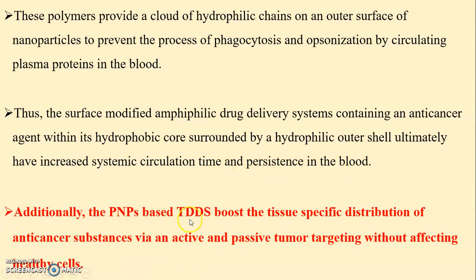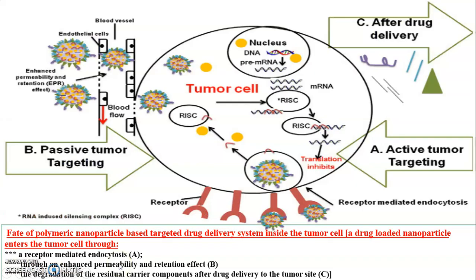Additionally, this PNP based targeted drug delivery system boosts the tissue specific distribution of the anti-cancer substance via active and passive tumor targeting without affecting the healthy cells. Now, this is an example of passive targeting, and here we go for active targeting, where you attach a specific ligand, whereas here there is no specificity. So active targeting is much more advantageous in comparison to passive targeting.